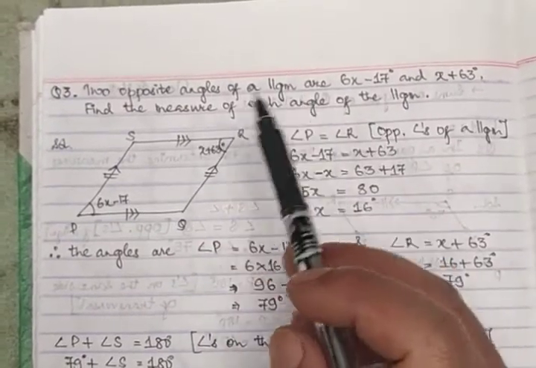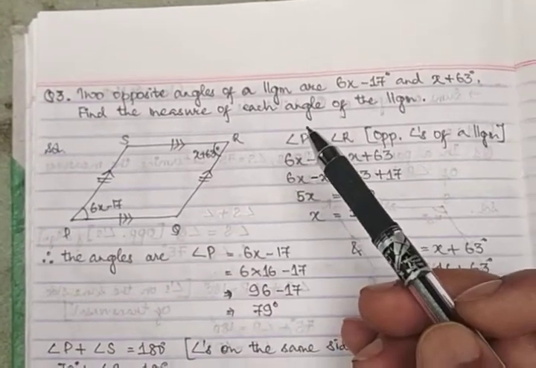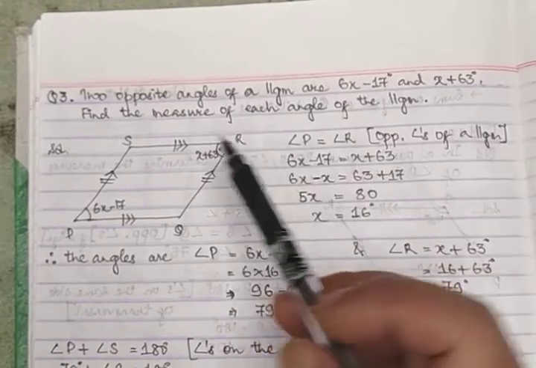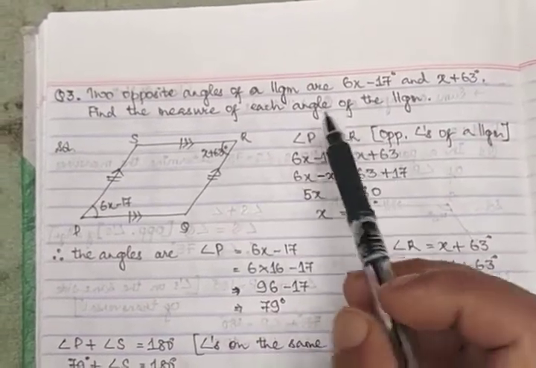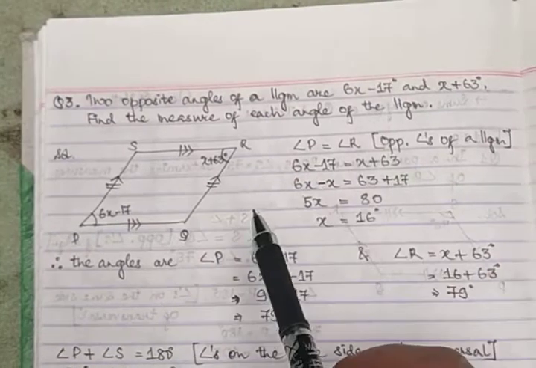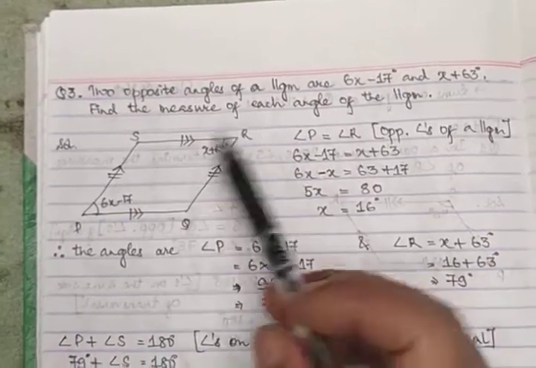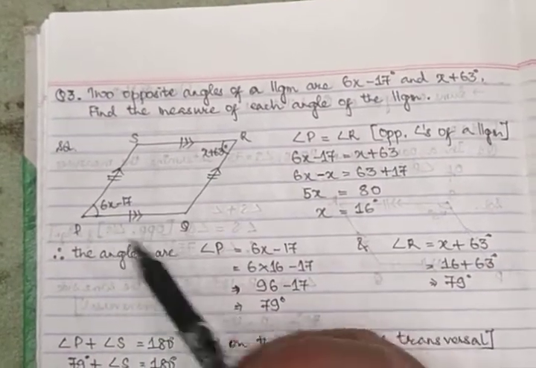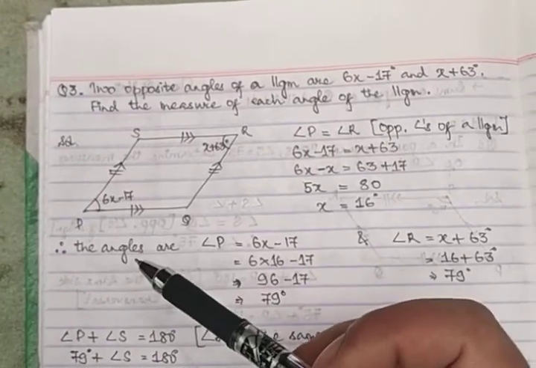Now they are talking about opposite angles of a parallelogram. So we know that opposite angles of a parallelogram are equal. Find the measure of each angle of the parallelogram. That means we need to find all the angles of the parallelogram. So see what I have done here. Again, I have drawn a parallelogram. I have named it PQRS, a familiar name, isn't it?